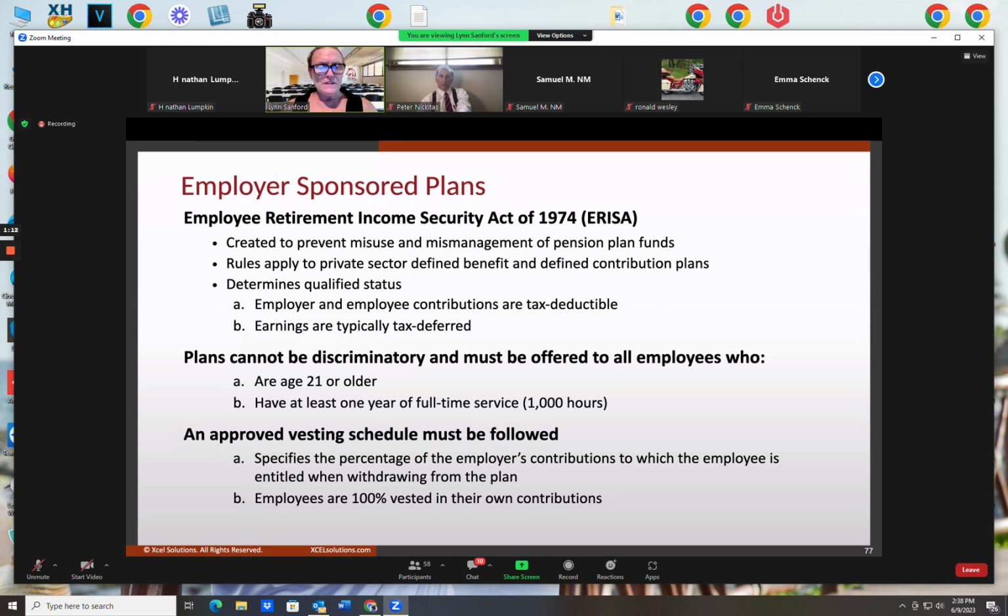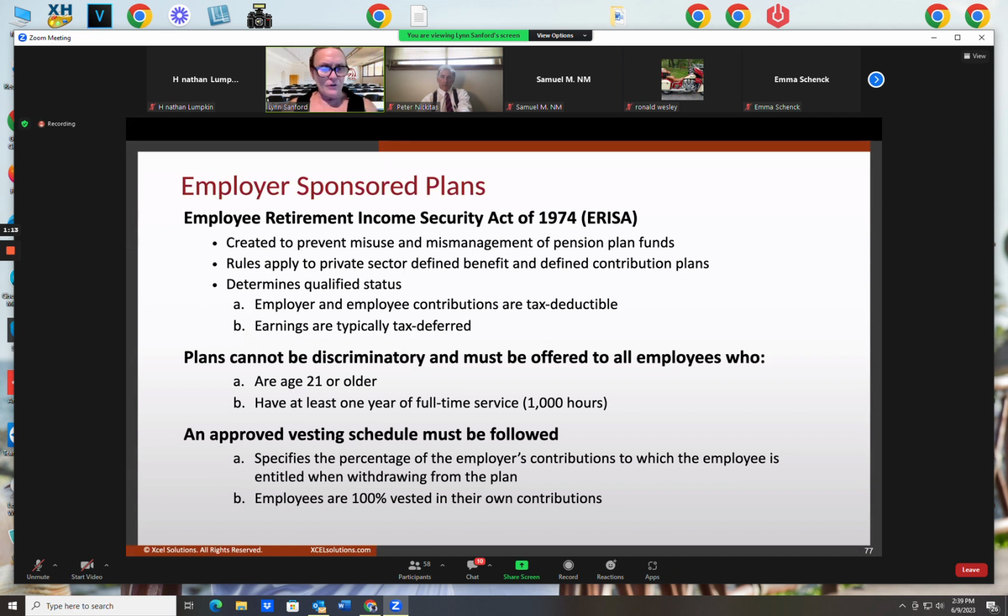Plans cannot be discriminatory and must be offered to all employees who have reached age 21. Employees are offered participation in the plan. They don't have to take you up on it. They don't have to sign up. They don't have to participate if they don't want to. But at least when they turn age 21, the plan administrator needs to invite them, send them the proper documentation, inviting them to join the plan if they wish to. And they usually have to have satisfied at least 1 year's worth of service to that employer before they are invited to join the plan. So they've got to be at least 21 years of age or older and satisfy at least 1 year of work for that employer before being invited to join.